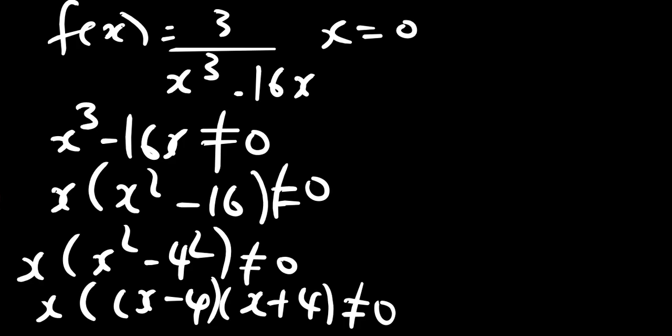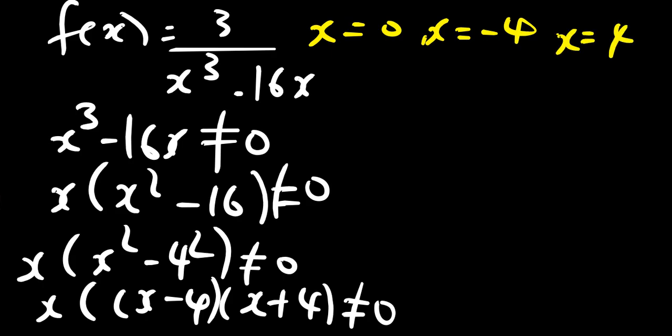Okay, let me use a different color just to make this clear. We don't want x equals 0. We don't want x equals 4 or negative 4, and we don't want x equals 4. So we don't want these values.